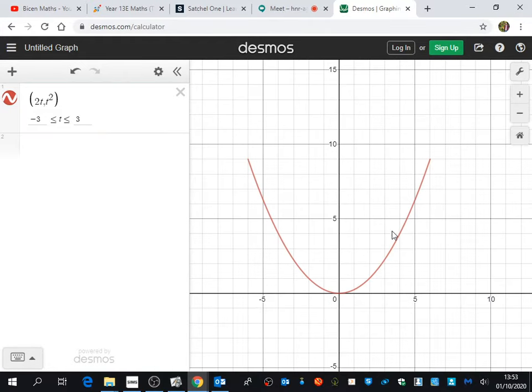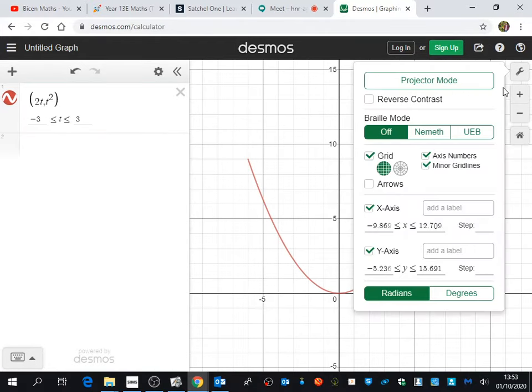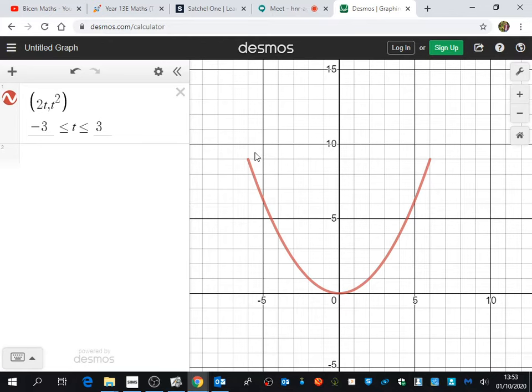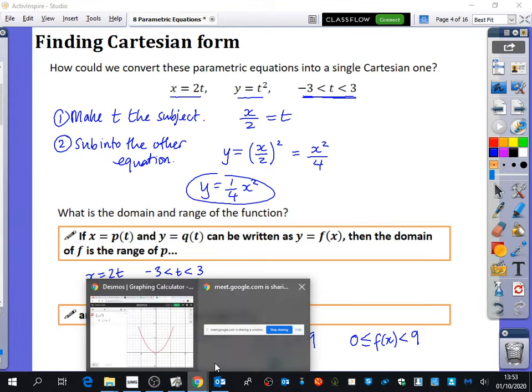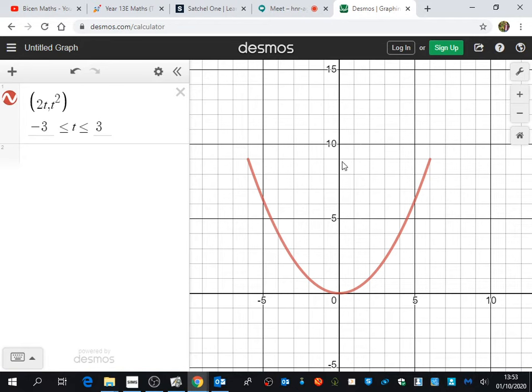And so look what's happened here. We have actually got a graph that has the correct domain and range that we found out. So if I just go back to this page for a second, we have said that y is in between 0 and 9, which it is. There's 9 up here, and there's 0 down here. And we said that x is between -6 and 6.